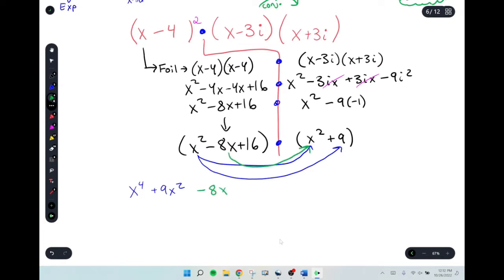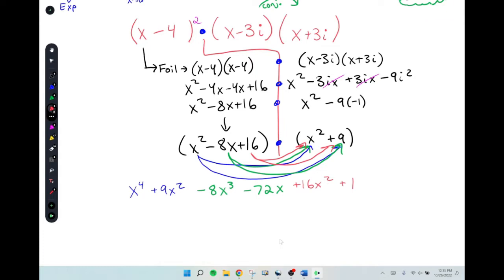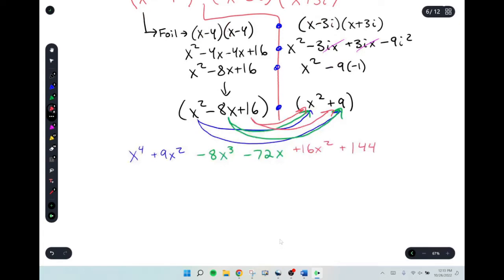And then I'm going to change colors. Negative 8x times x squared is negative 8x cubed. Negative 8x times 9 is negative 72x. Change colors to red. 16 times x squared is 16x squared. 16 times 9 is 144. How'd you know that? On your calculator? Oh, nice. Oh, you've already done all this. Good job. That's awesome. Anything combined?